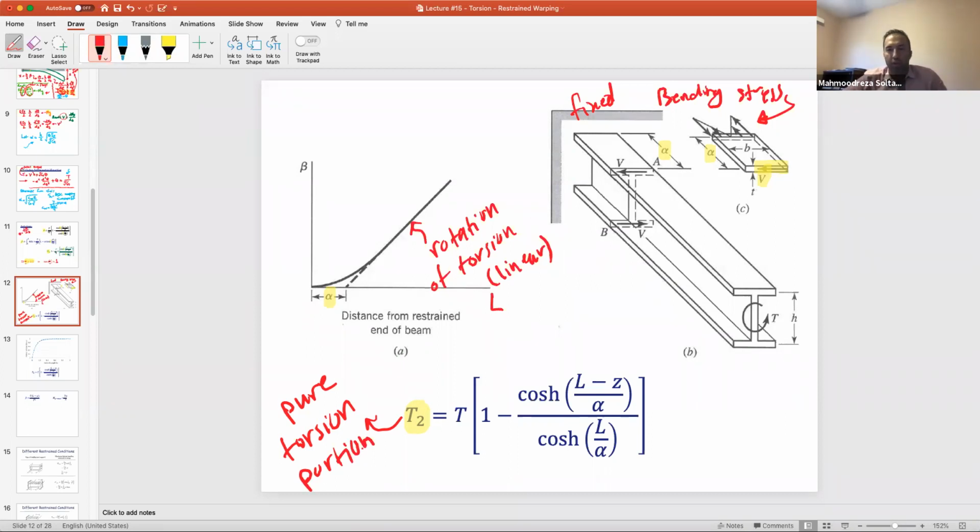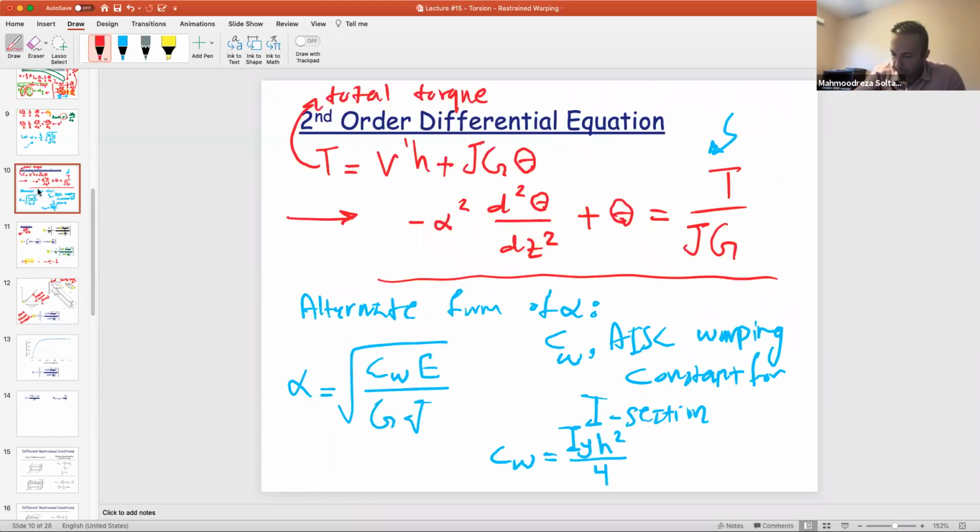Pure torsion portion. Meaning that, if you remember, what was the equation we started with? Look at this equation we have started from the beginning. Here, we have started with this expression, right? This guy was for pure torsion. This is T2 that you're going to see later.